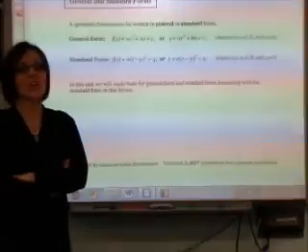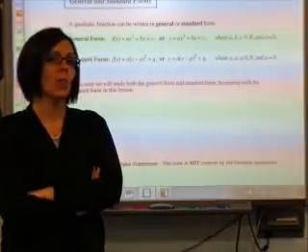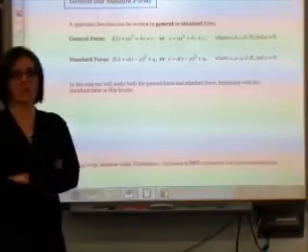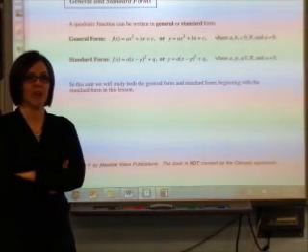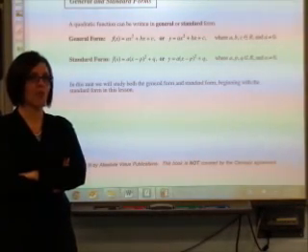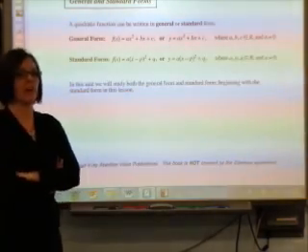So what we will look at is the characteristics of standard form, some of the characteristics of general form, and then how I can go between the two forms. How could I take general form and write it in standard form? Or how could I take standard form and write it in general?